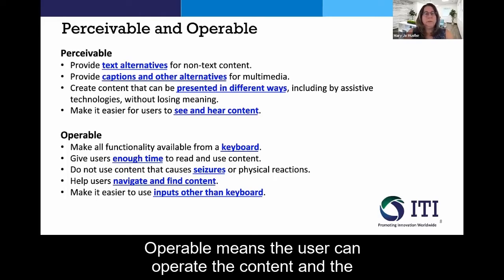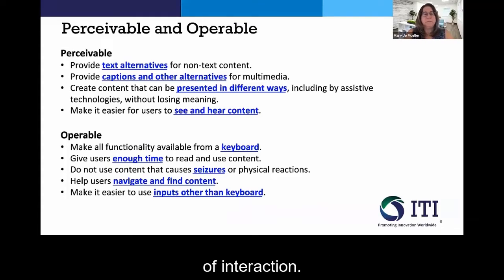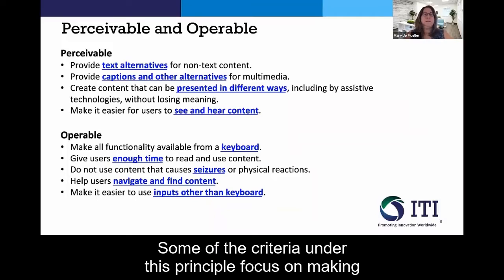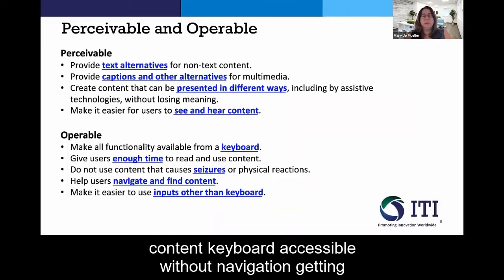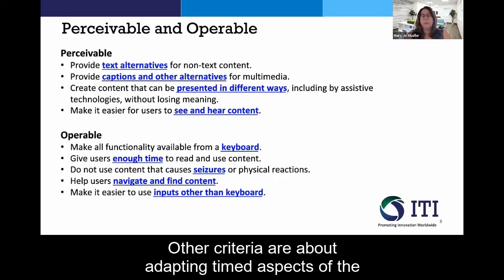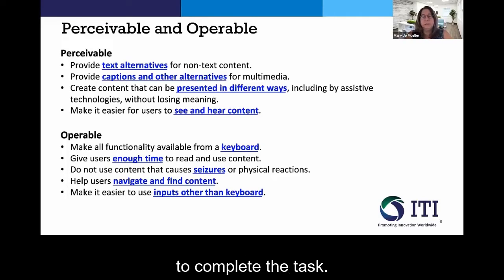Operable means the user can operate the content and the interactive elements, so they can use their preferred method of interaction. They may use a mouse or touch or a keyboard, or they may use their voice. Some of the criteria under this principle focus on making content keyboard accessible without navigation getting stuck or trapped in the content. Other criteria are about adapting timed aspects of the content so that a user can take the time that they need to complete the task.